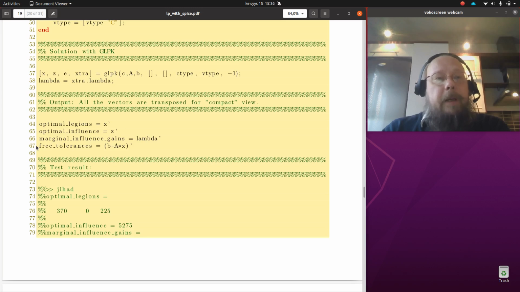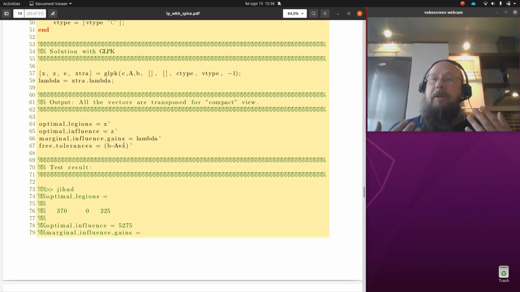And finally, a new thing here, free tolerances. This was the upper bounds, and this has to be bigger than or equal to A times x. So this difference here will tell how much of this resentment tolerance is unused in this rapid deployment force that we are building. Just to see how much remaining tolerance there is, so to say. And you notice that there are semicolons missing there, so this means that the values of these will be printed. And indeed, this is what happens.